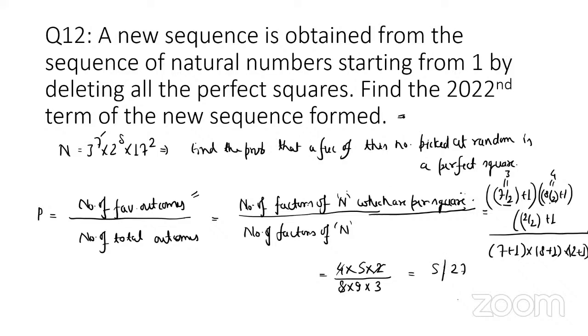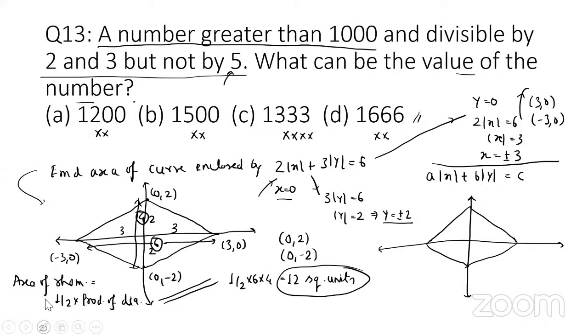So the required probability is how much? 5 by 27. So this was also one of the questions which appeared in today's exam, right? Okay, guys, let's try another question.